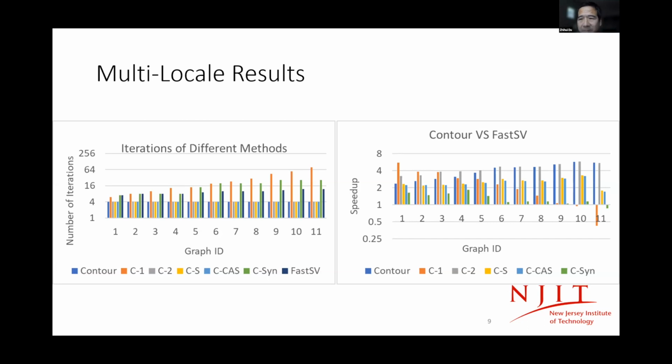So for the C1 method, the remote access or communication volume is minimal. So this is why the C1 method can achieve much better performance for the multi-local result.